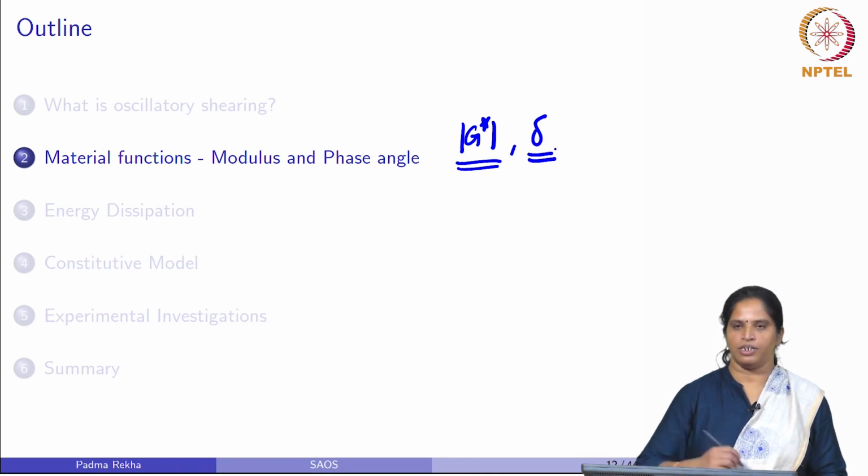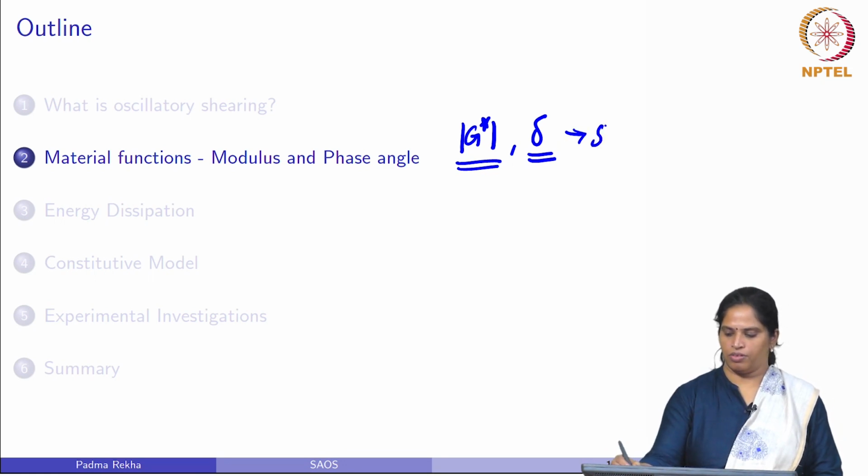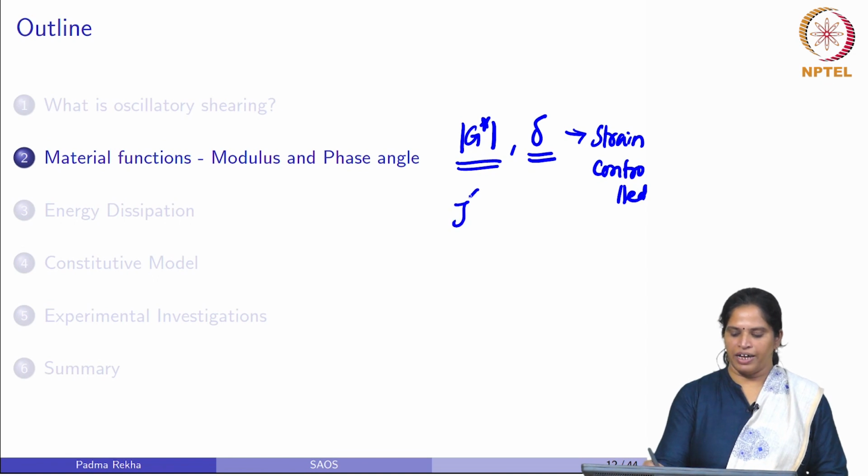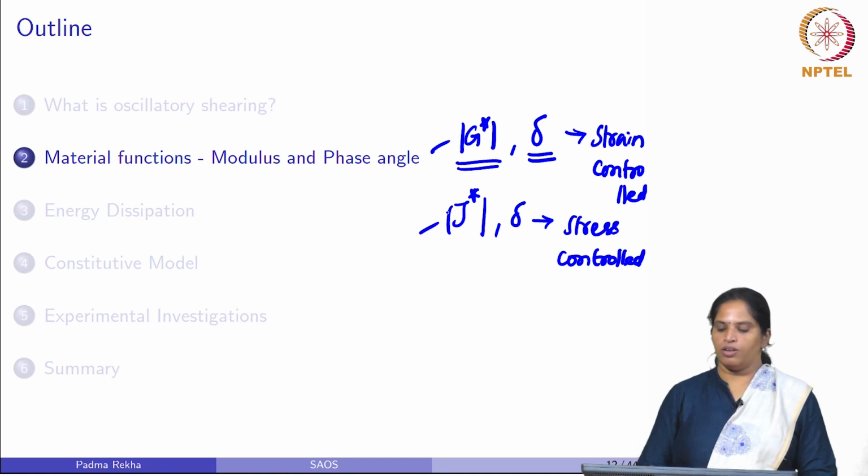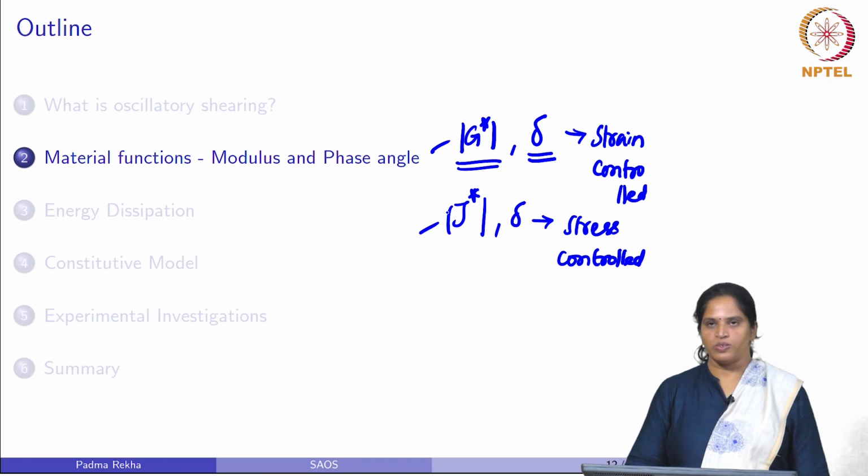know what delta is. In case of a strain control test, [relaxation modulus], and creep compliance function and modulus in case of a stress control test. We will see how to determine these modulus functions when we are subjecting the material to oscillatory shearing.